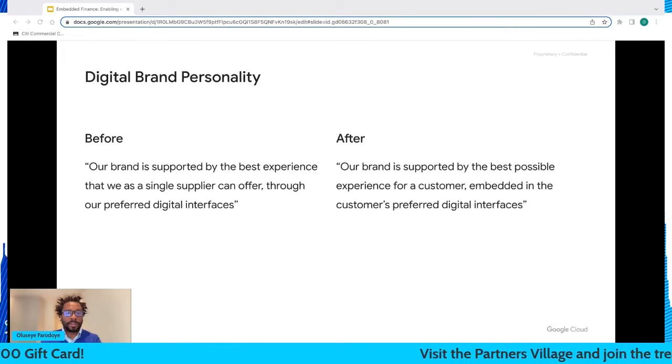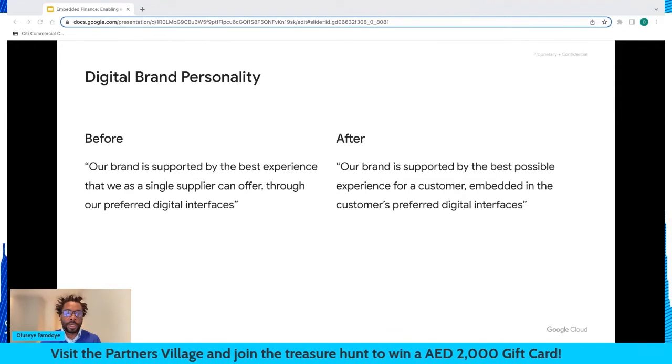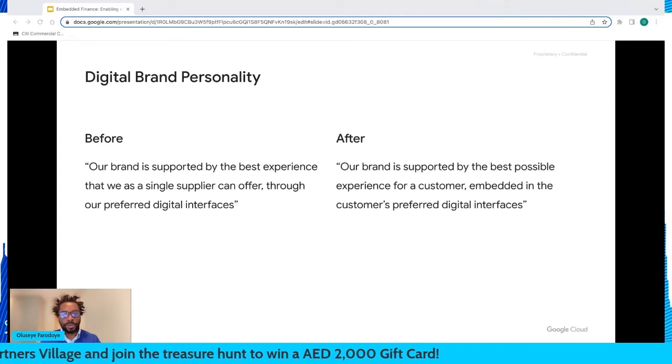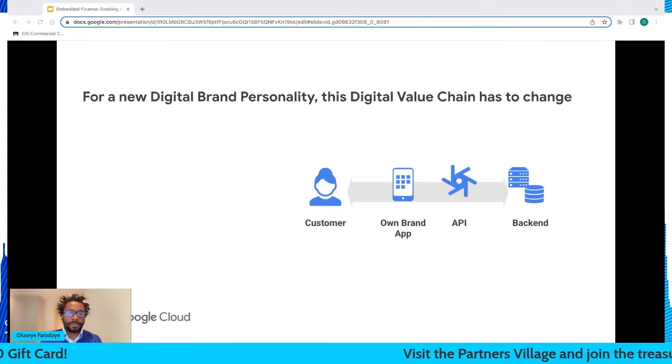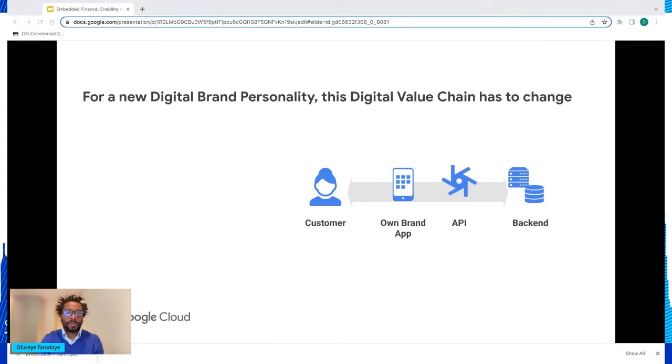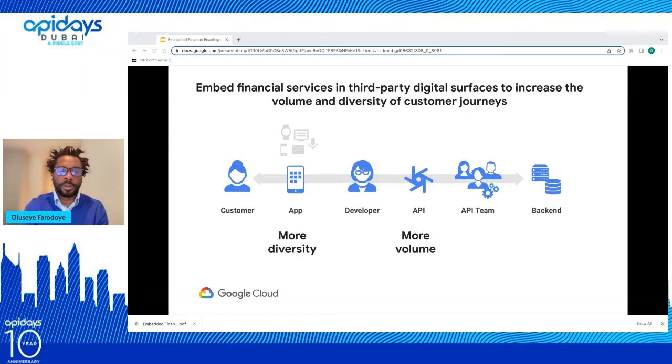And this is extremely important in the world of embedded finance, because changing your personality means you change the way you look at innovation. You're outsourcing some of your innovation to the overall community, and you're supporting a broader ecosystem of developers. So overall, the value chain for delivering digital services would need to radically change from being one-sided to ensuring that you're supporting the overall value chain from the back end all the way to the customer.